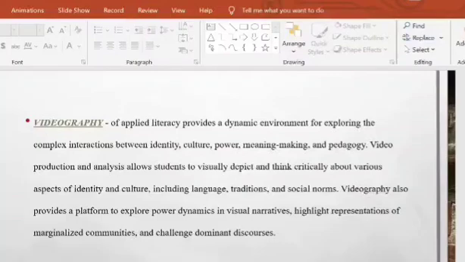Videography also provides a platform to explore power dynamics in visual narratives, highlight representation of marginalized communities, and challenge dominant distortion. So here, basically talking about the same thing. You could carry them on a tour, use videography, show them a photograph, like a photograph of a kaiju, for example, and they could describe it, they could write, and fill in their writing skill. From writing, they could read, and it helps them in the English language.